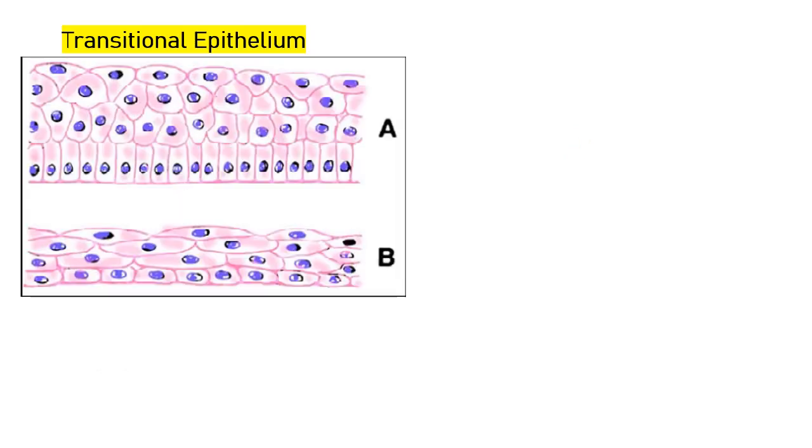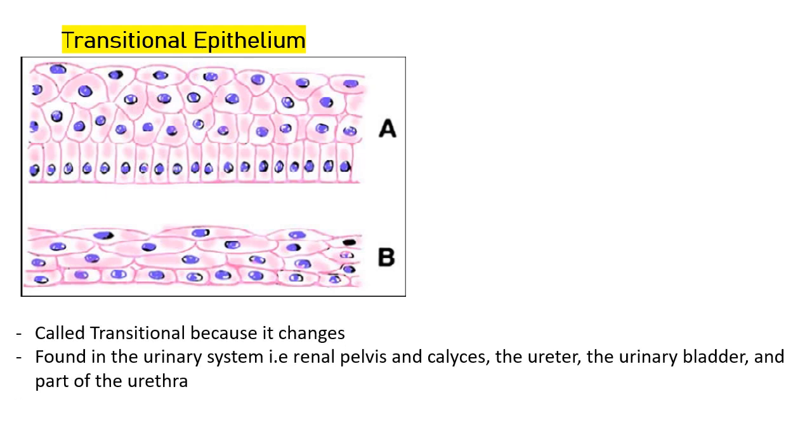Okay. Then let's look at the last one, which is transitional epithelium. Transitional, from the word transit, means that it changes. It's not constant. It is called transitional because it changes. It is found in the urinary system. This one is specifically for the urinary system. Don't even stress when you hear transitional epithelium. It is also known as urinary epithelium. So where is it found? In the renal pelvis, the calyces, the ureter, the urinary bladder, and part of the urethra.